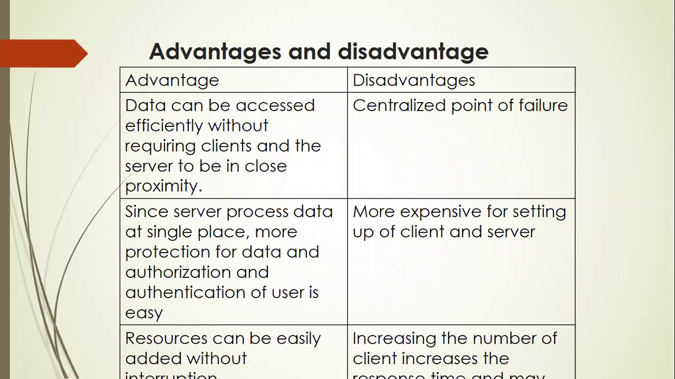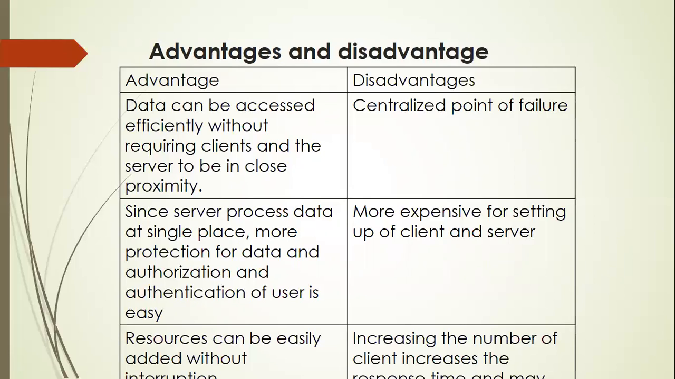A client-server computing environment has certain advantages as well as disadvantages. Some of the advantages are data can be accessed efficiently without requiring the client and the server to reside in close proximity. That means in a client-server environment, the client may be in one place and the server may be in another place, so they may not be close to one another. But whatever request is sent is received through some communication media and passed to the server, and the server provides the service. So there is no rule that they must be close to one another.